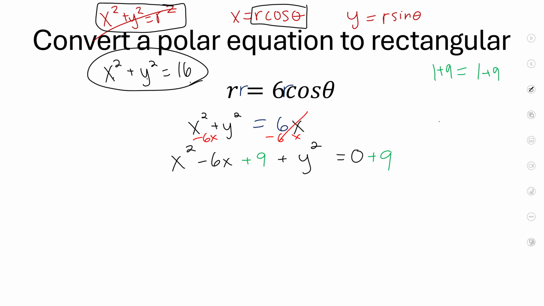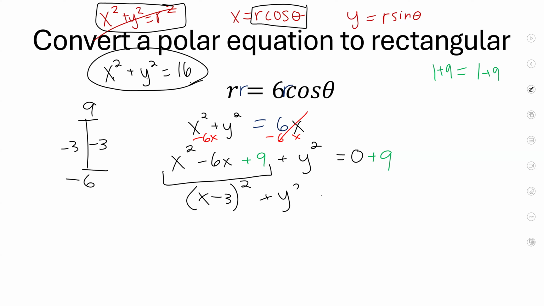Okay, let me show you why I did that. I wanted to create a perfect square. If I factor this, two numbers that multiply to 9 but add to -6 are -3 and -3. So I can write this as x minus 3 squared, and then the rest of your equation plus y squared equals 0 plus 9, which is 9. And I can stop there.